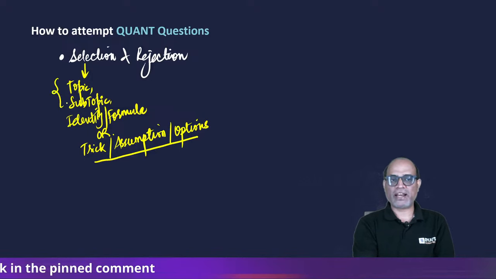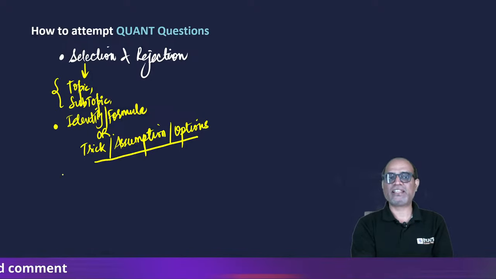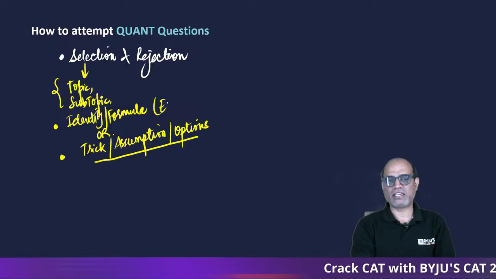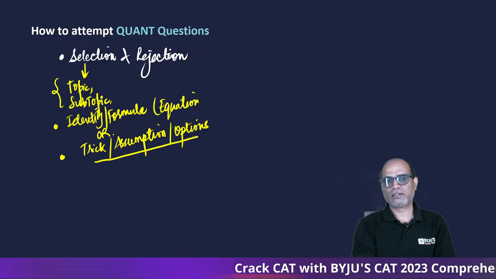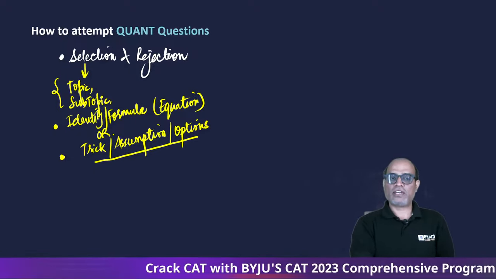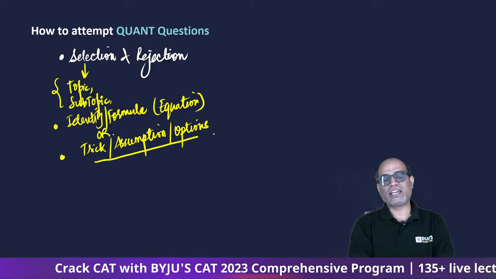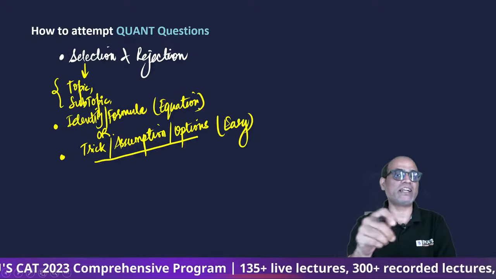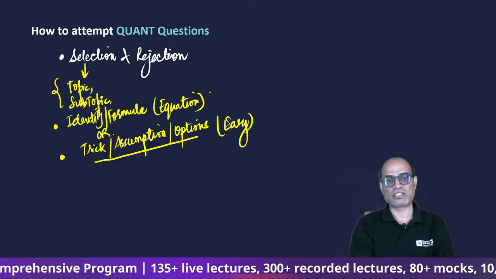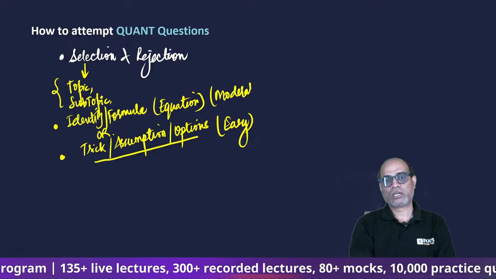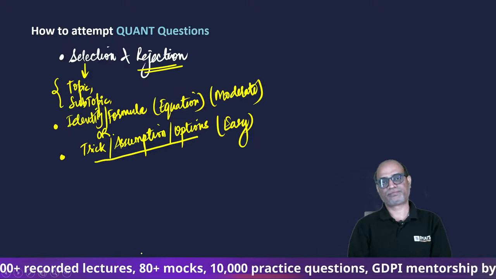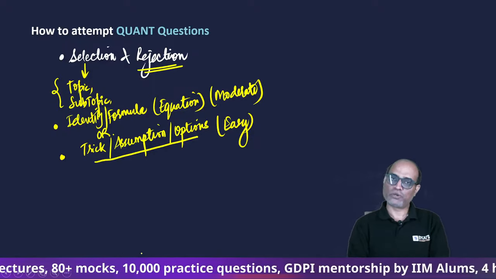If I am able to identify the topic and subtopic, and then the identity, the formula to be used, or trick, assumption or options to be used. When I say identity or formula, as in I'm saying कि मेरे को equation बना के solve करने का. So if I can solve a question using trick, assumption or options, I will categorize that as easy. And if I know that this identity or formula is going to be used, I will consider that to be moderate. और इसके अलावा जितना भी है वो सारा रिजेक्शन में जाएगा. Everything else will go under the category of rejection.